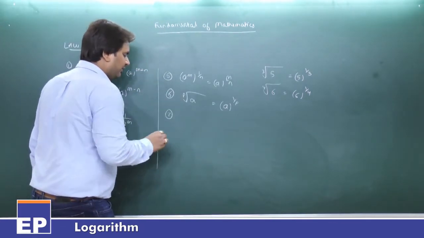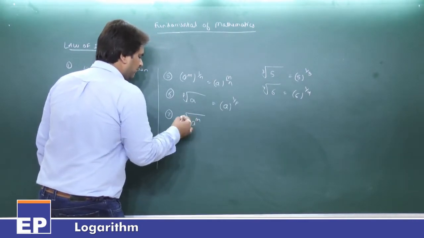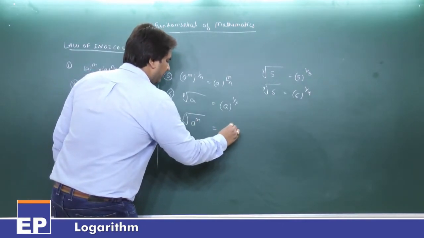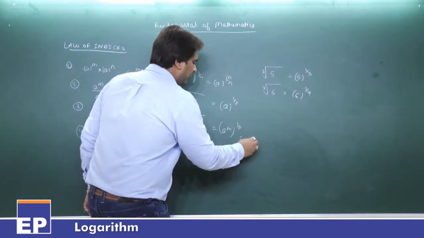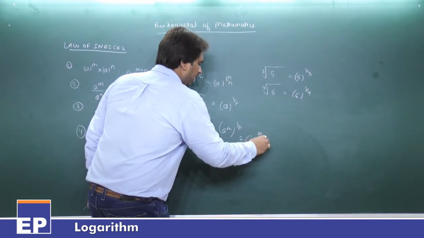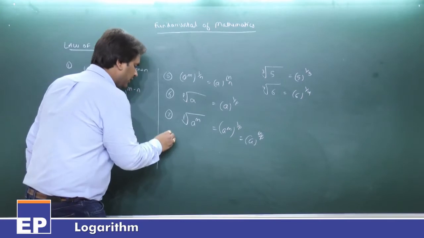Next is the seventh formula. If it is written a to the power m, and here p is written, what will happen? (a to the power m) to the whole power 1 by p will become a to the power m by p. So these are some of the laws.